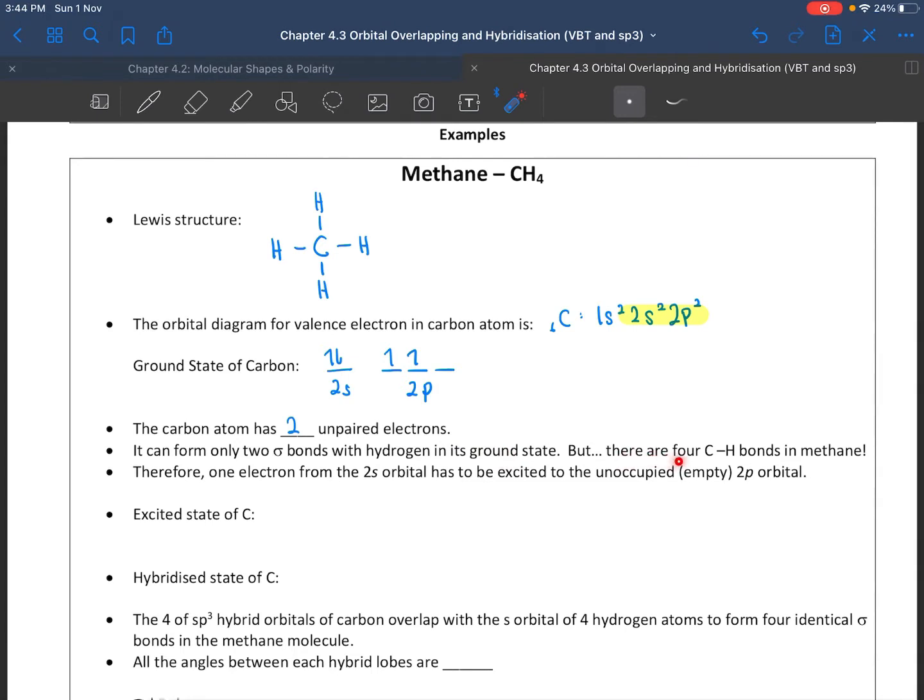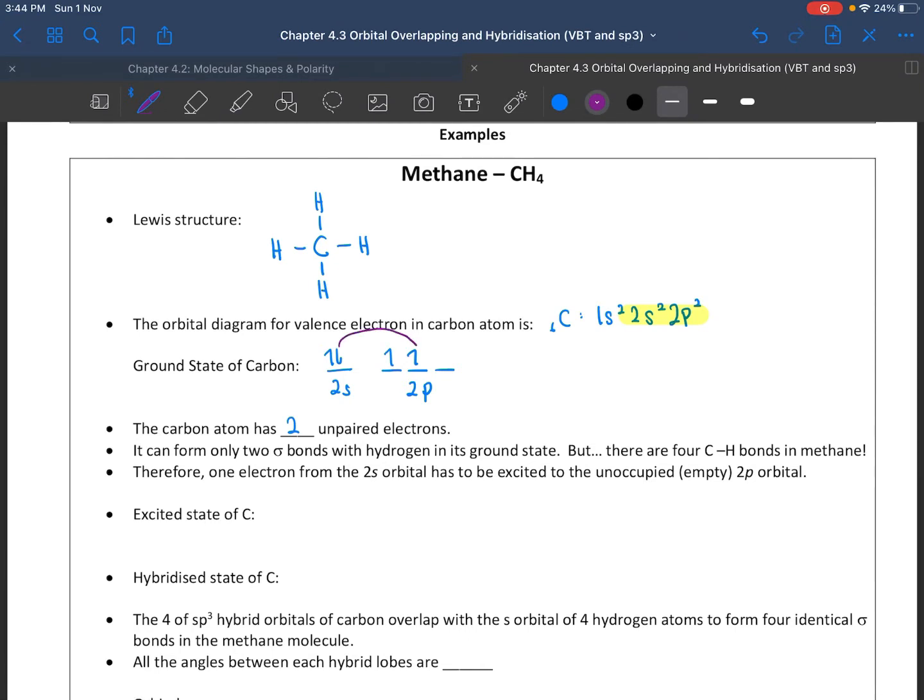Tapi, there are 4 CH bond in methane. Ya, memang pun ada 1, 2, 3, 4 CH bond in methane. Therefore, 1 electron from the 2s has to be excited to this unoccupied or empty 2p orbital. So, what we need to do adalah kita kena excitekan satu elektron dekat 2s ni pergi ke unoccupied 2p orbital. Unoccupied tu maksudnya yang 2p orbital yang kosong, so that dia jadi 4 unpaired electron. Okay, so let us write note sikit.